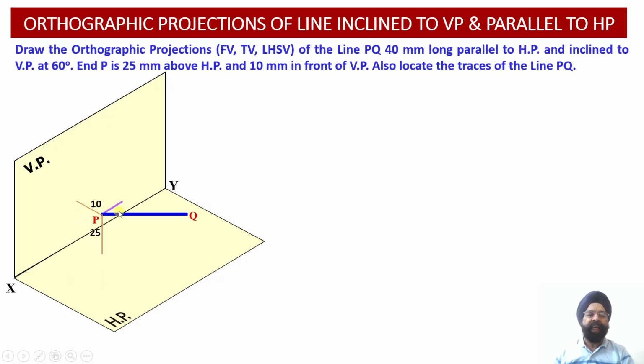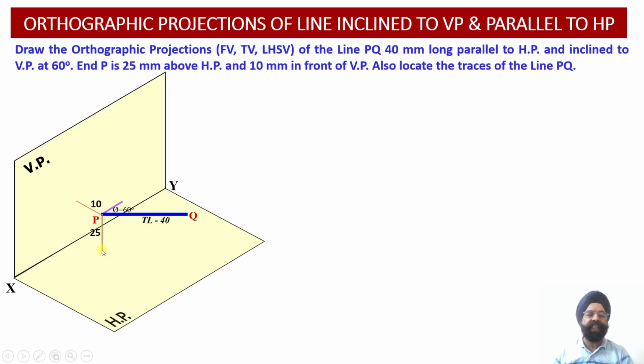Now here we know that the angle of inclination of this line with respect to the vertical plane is equal to 60 degree. Since this is the true length, the angle of inclination of the true length of the line PQ with respect to VP will be marked as angle phi over here. So angle phi is equal to 60 degree, and the true length of the line we have also marked in the space, that is 40 millimeter. And another piece of information we have is that the point P of the line PQ is lying at a height of 25 millimeter from the horizontal plane.